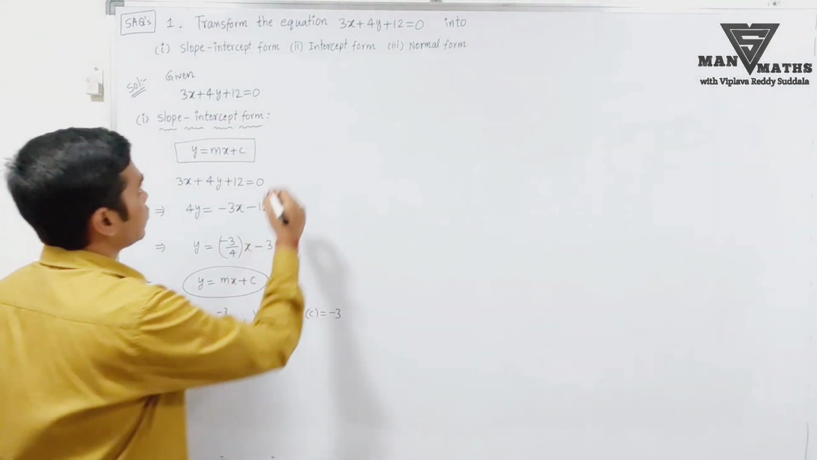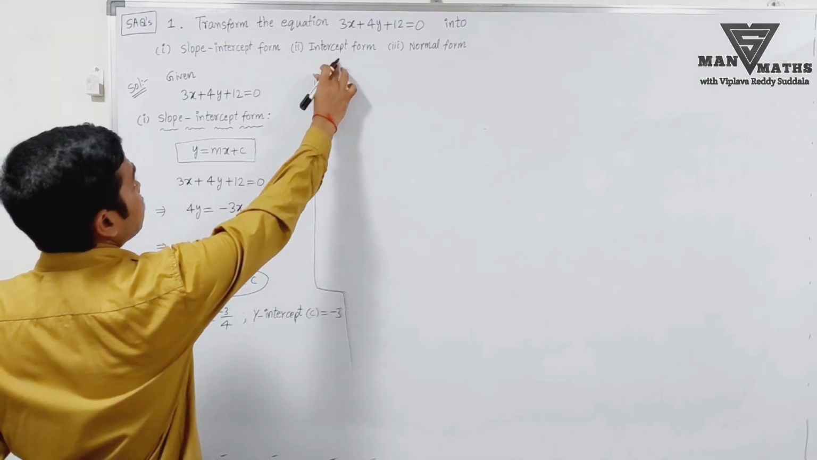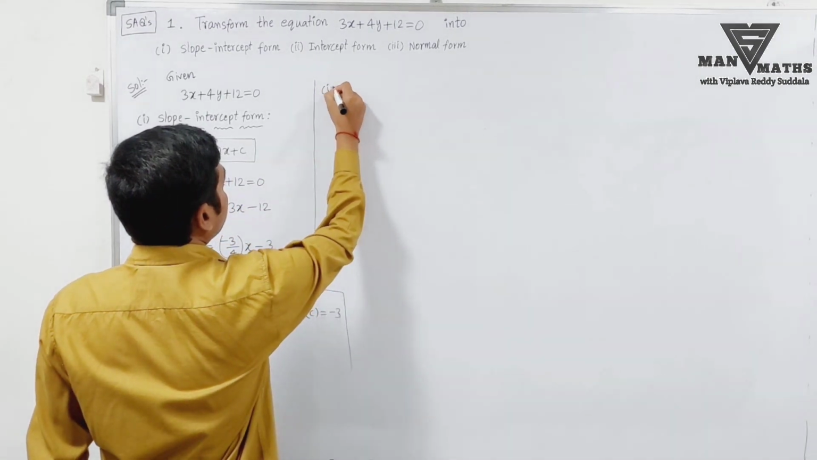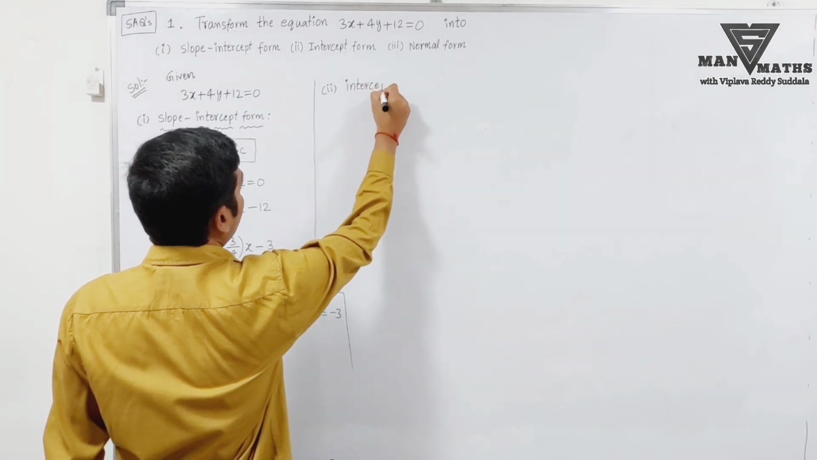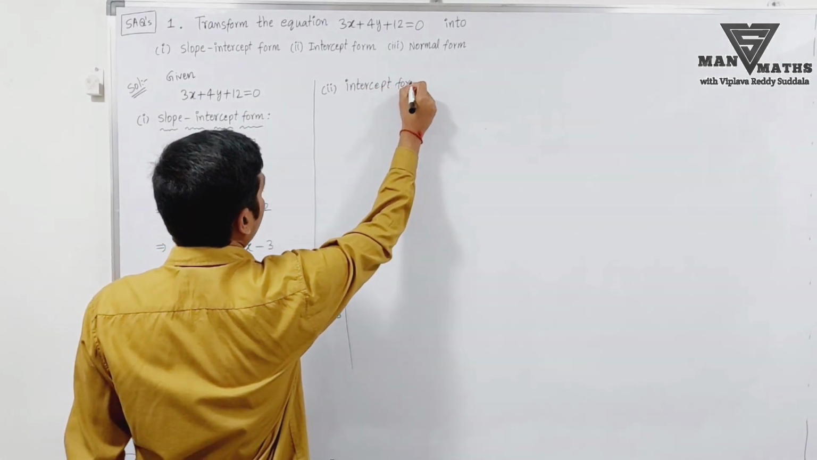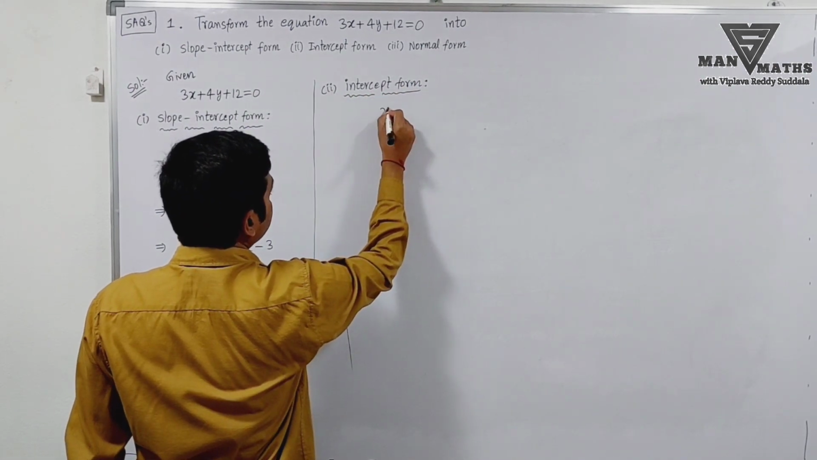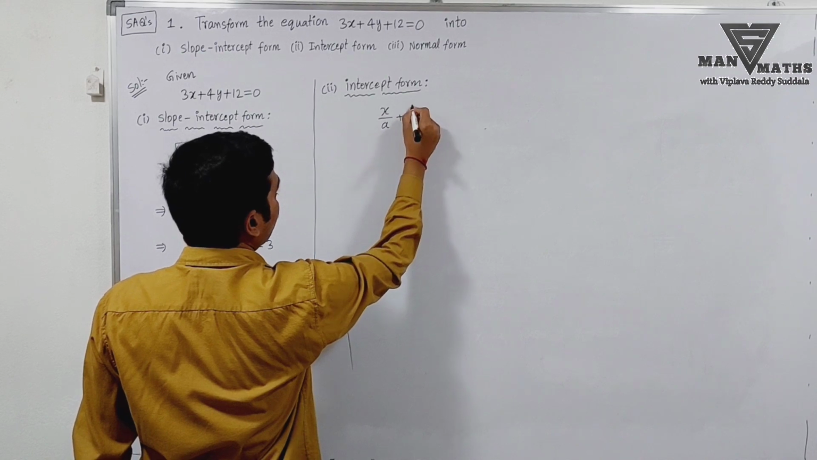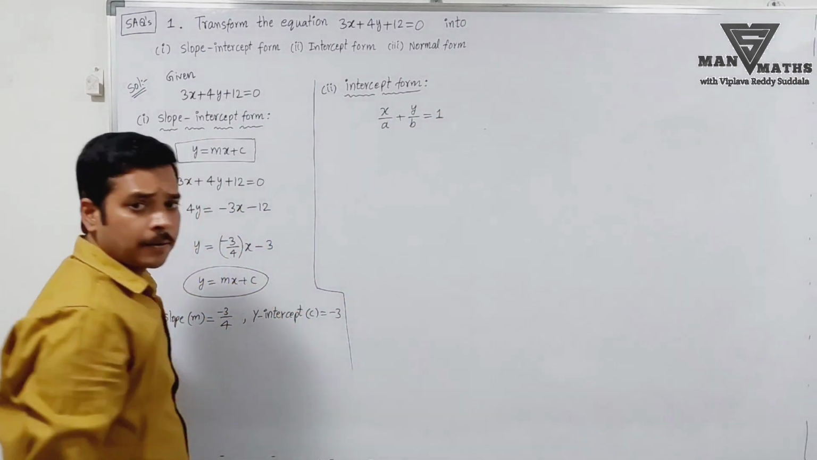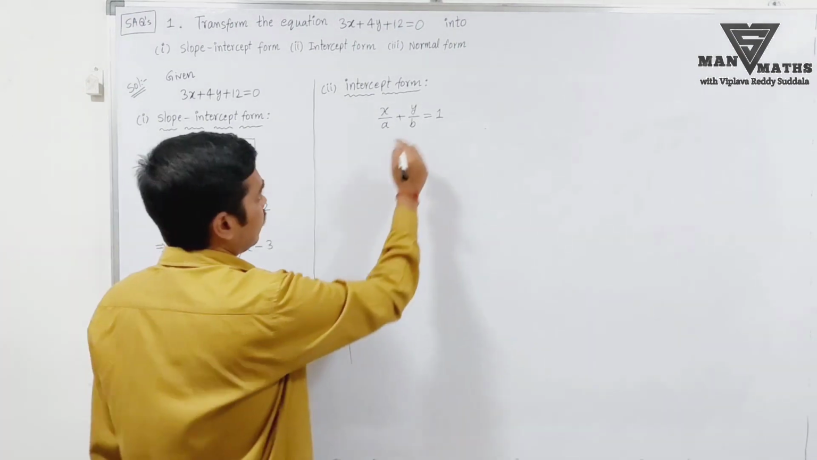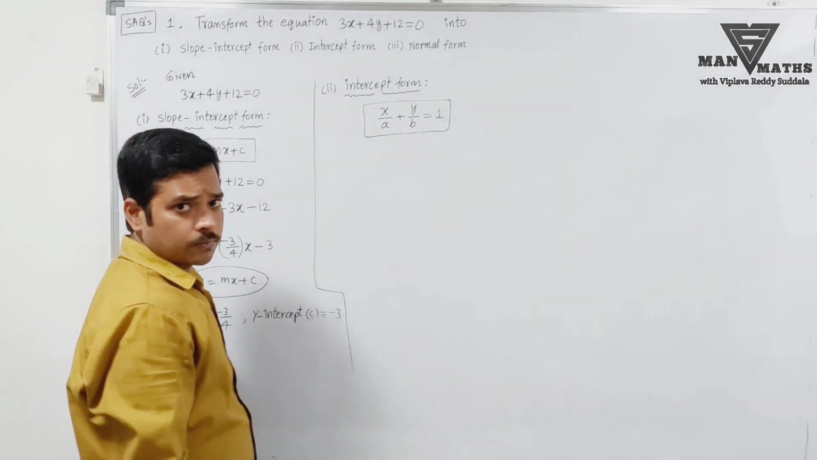Now the second form. What is the second form? This is the intercept form of a straight line. What is the intercept form of a straight line? x by a plus y by b is equal to 1. The RHS should be plus 1.